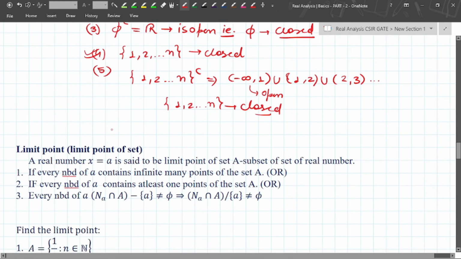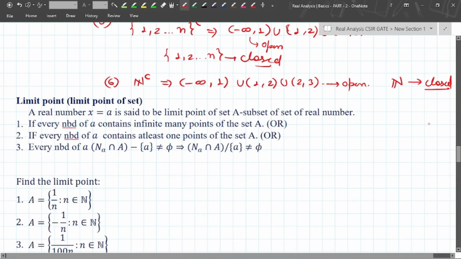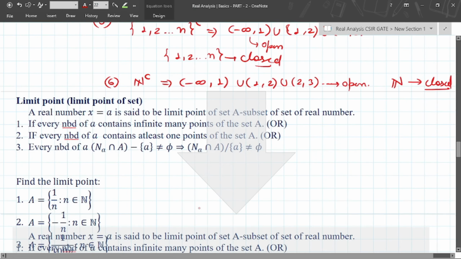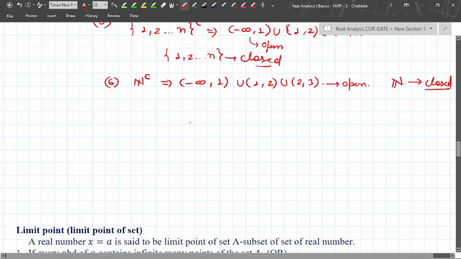And for the natural numbers, I can also write like this. The complement of the natural numbers is nothing but minus infinity to 1, union 1 to 2, union 2 to 3. Okay, if that is open, then the natural numbers are closed. Because it is countably infinite, so countable sets are also closed. So N is closed. So these all are examples. We can take some more examples from here to understand the concept in a better manner. Okay, so see more examples here.